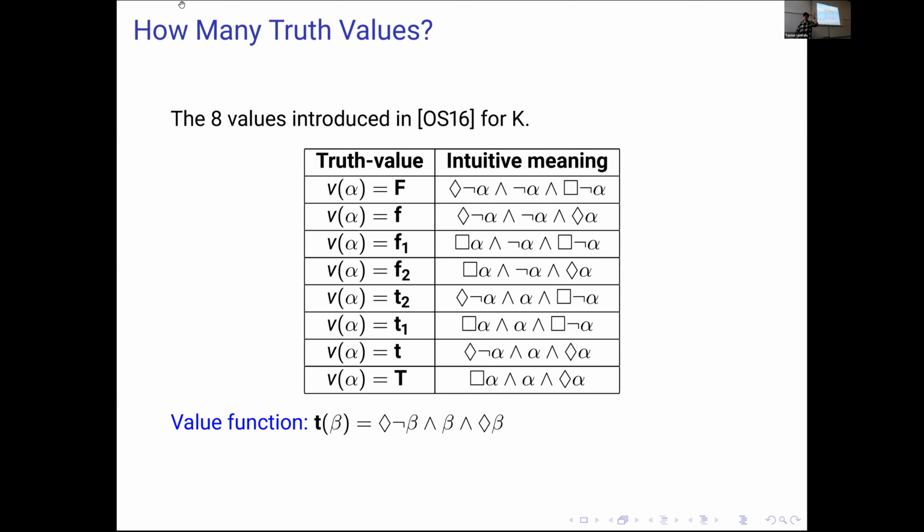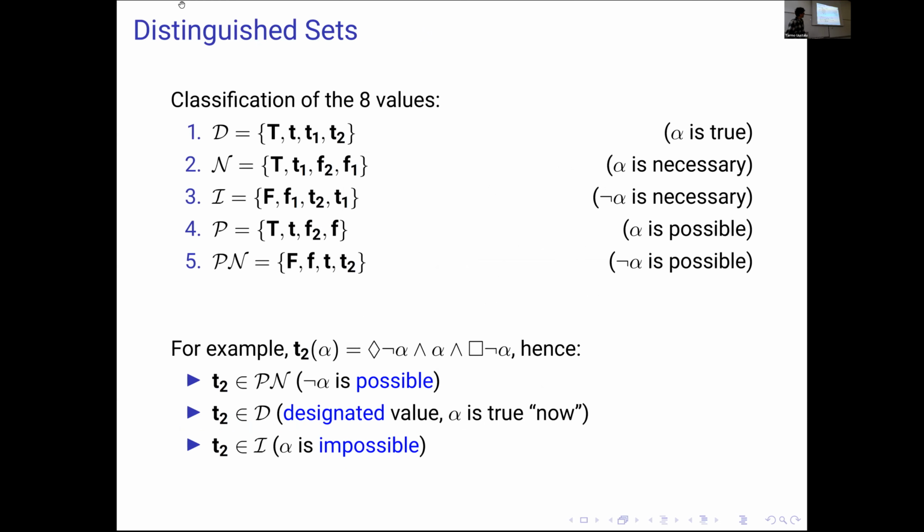So values give you a way of saying that if something is true now, there is a way of coming to a state where this is the case, or it is always the case for every possible successor state. So we have that classification. We have the D set in which alpha is the case. We have the necessitation set in which alpha is necessary, so box alpha. We have the impossible set where box not alpha is the case. We have the P set of possibility where alpha is possible, and we have the Pn set where not alpha is possible, so diamond not alpha, right? So for instance, for this particular value, this is the characteristic formula of this value.